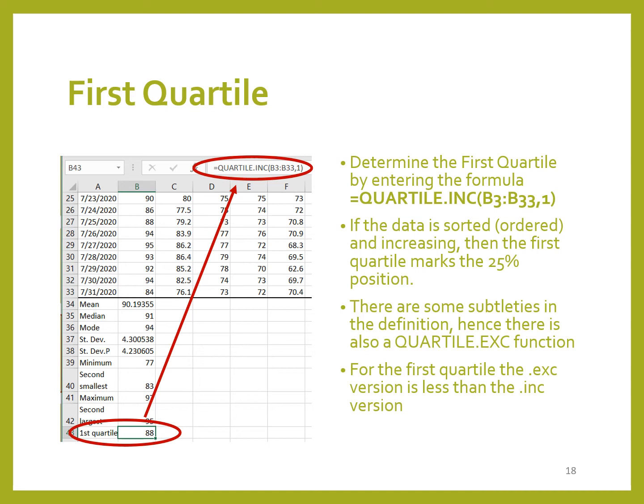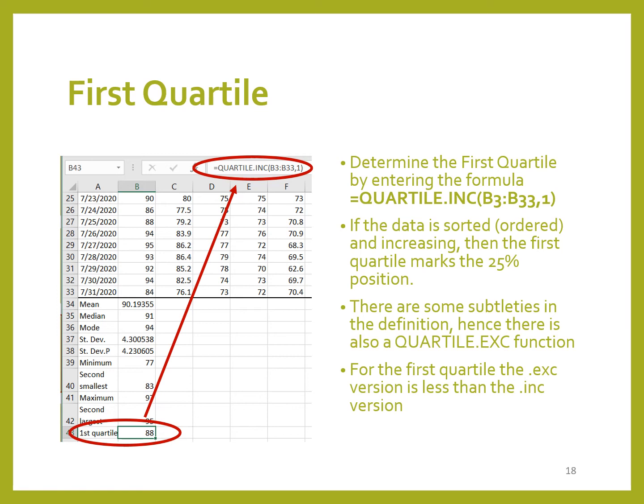Equal quartile.inc, open parenthesis, the range B3 colon B33, comma, and the second argument here, a 1, is indicating that it's the first quartile. Again, the first quartile is, if we were to sort the data to put it in order from lowest to highest, the first quartile marks a point that is sort of 25% along the way. There are some subtleties in the definition of quartile, and that's why Excel supports a quartile.inc inclusive and a quartile.exc exclusive.